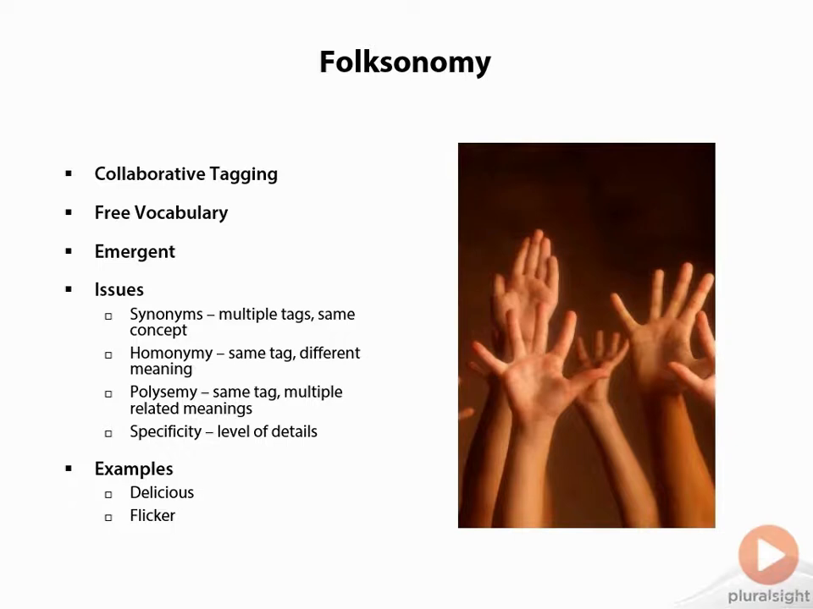The last bit is specificity. So I could say tree, or I could say silver maple. They're the same thing, really. A silver maple is a tree. But then how do I relate them together so that if I search for tree, I find things tagged with silver maple?